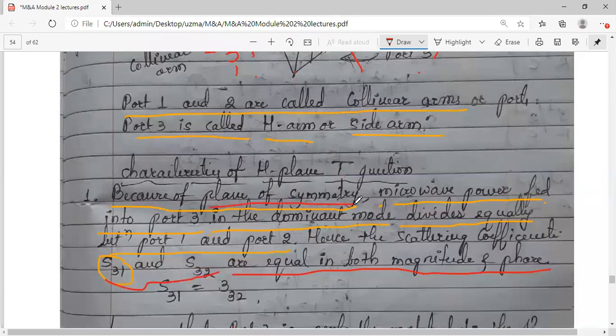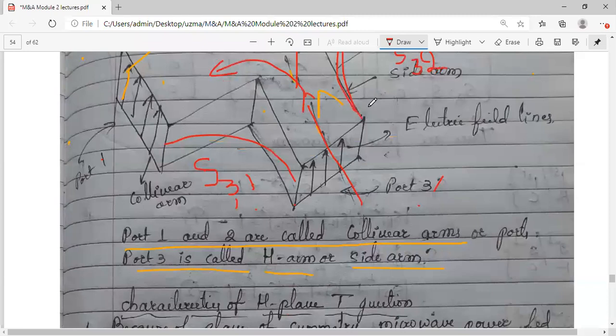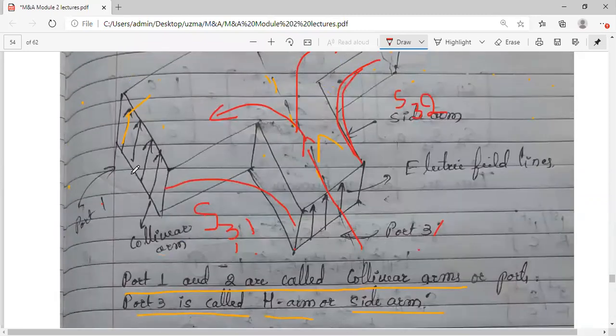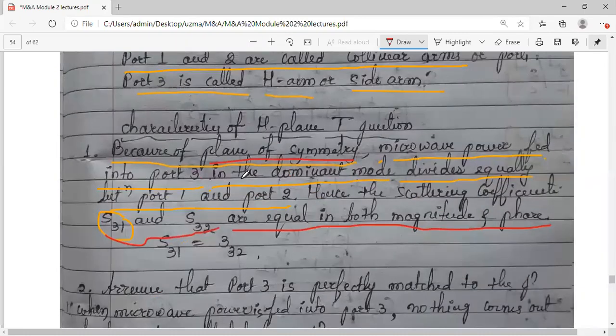Because of the structure, whatever power goes from your side arm, when it propagates through this, it splits equally between port 1 and port 2. So if you try to write the S scattering parameters, the coefficients, S31 is equal to S32.